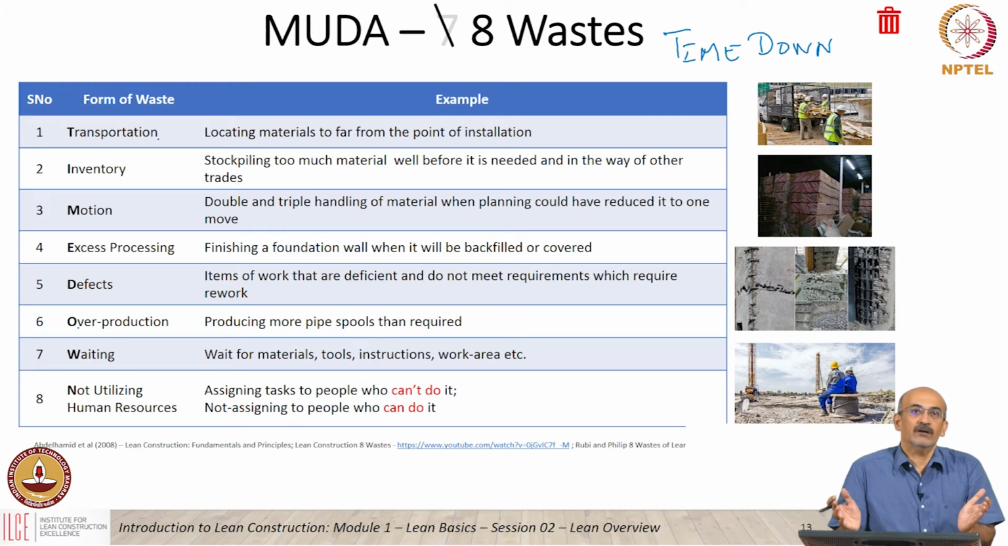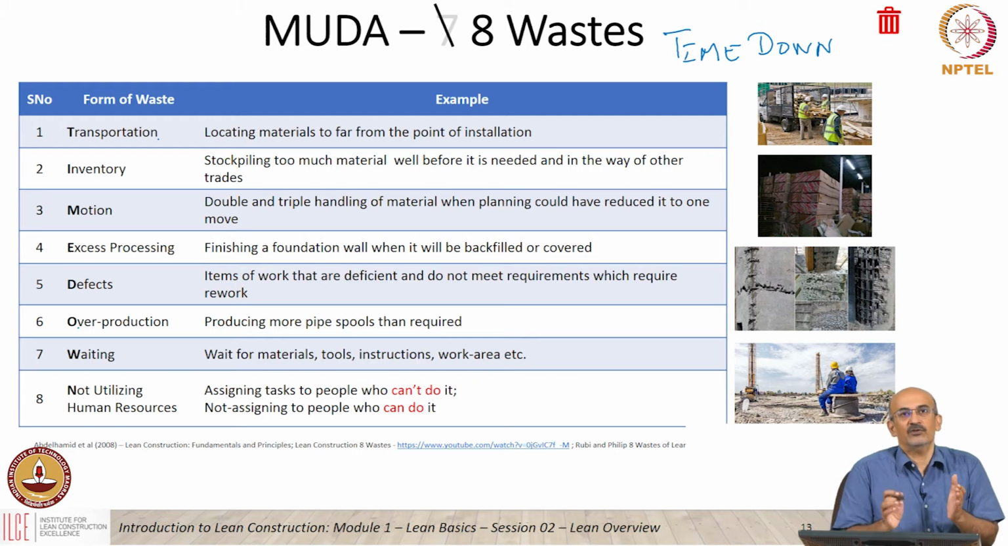Defects or rework, we are familiar with it. When there is something deficient or that does not meet requirements, we need to rework it, that is a defect, and that is also typically a waste. Overproduction, when we produce something in excess and it has to be stored, that results in inventory, another type of waste. Waiting, we see a lot of this on our site, people waiting for materials, tools or instructions, basically the worker being idle because something is not there, definitely more waste.